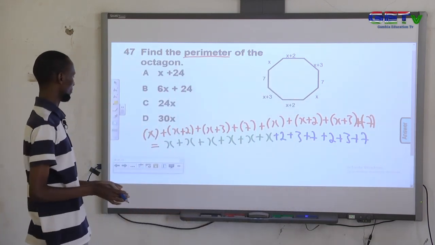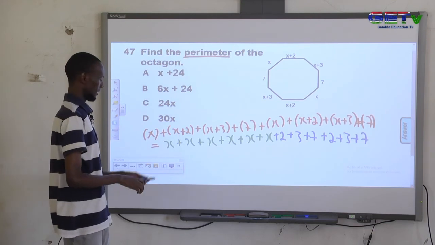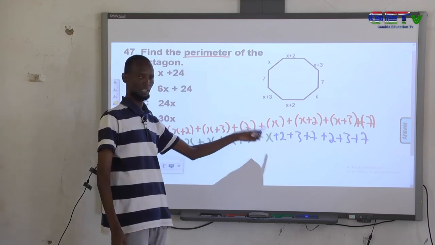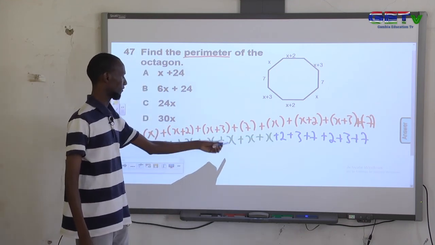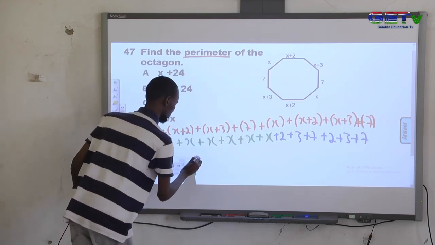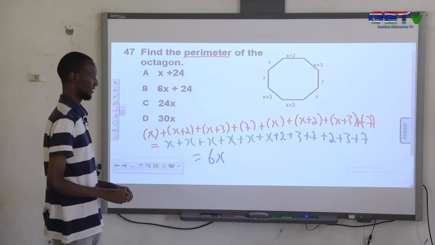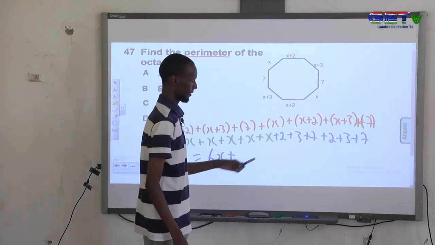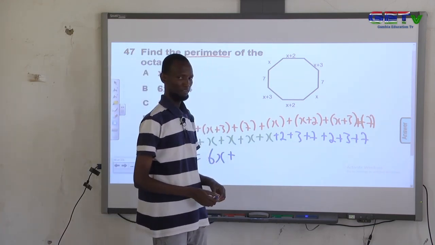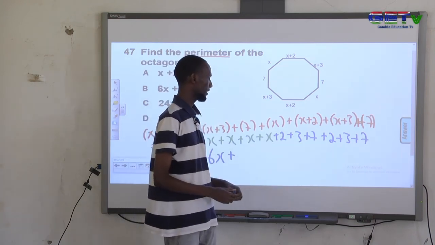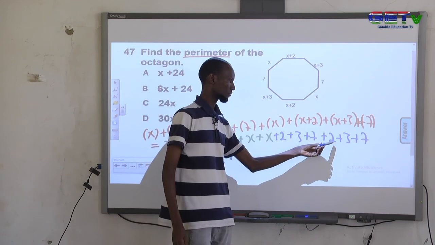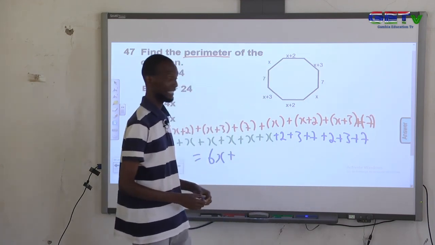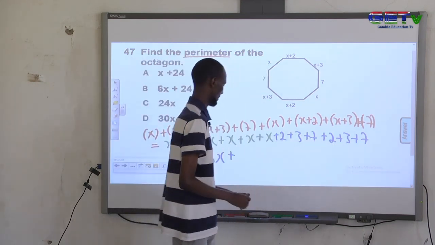So all we do now is do our combinations, or add them. We know x is 1x. So if you add 1x plus 1x plus 1x plus 1x plus 1x plus 1x, you are simply adding 1, 2, 3, 4, 5, 6 x's, and that will lead you to 6x. And then the numbers there, if you add with me, 2 plus 3 will give you 5. 5 plus 7 would be 12. 12 plus 2 would be 14. 14 plus 3 would be 17. And of course, 17 plus 7 will give us 24.